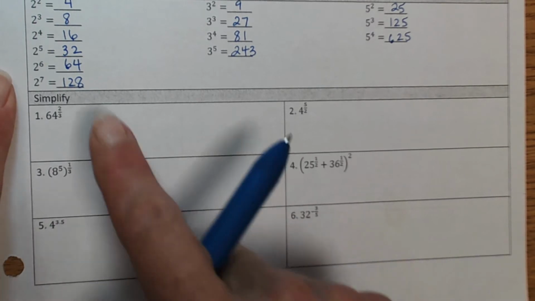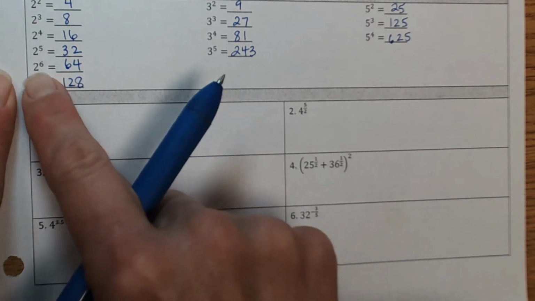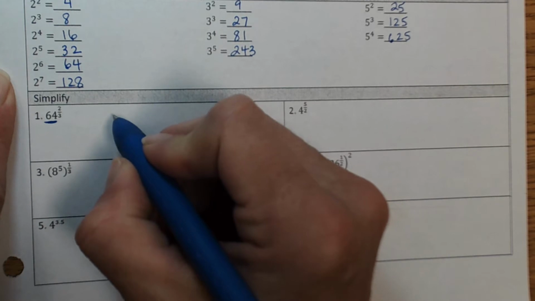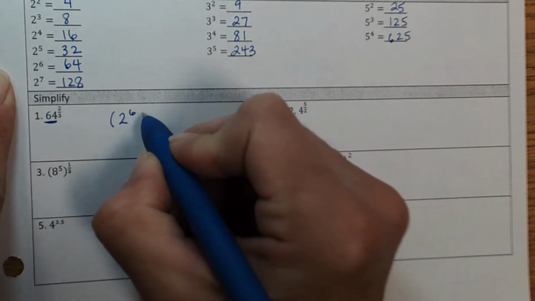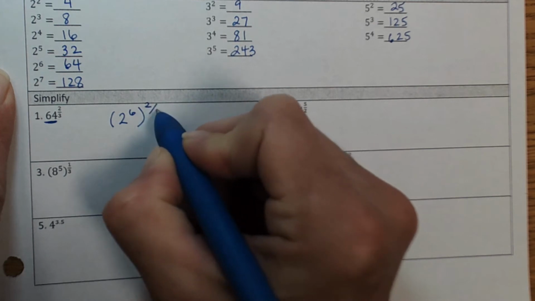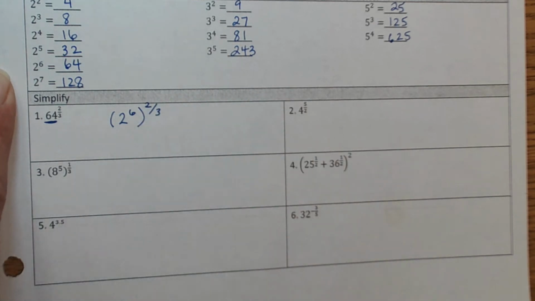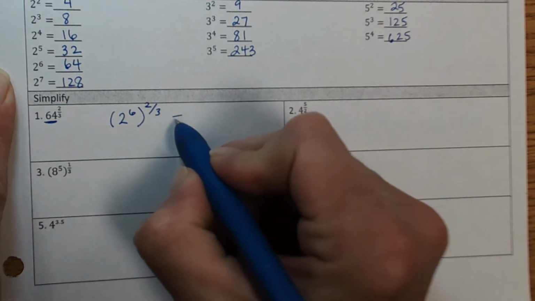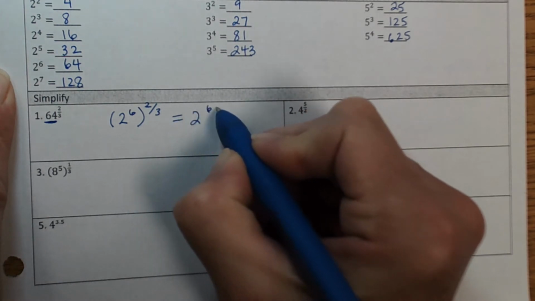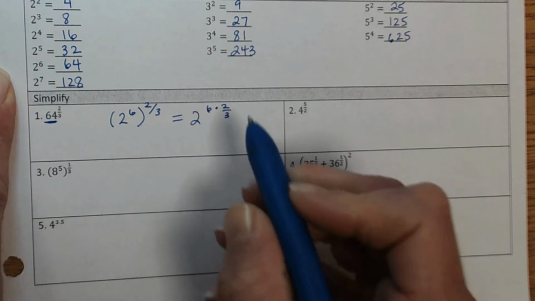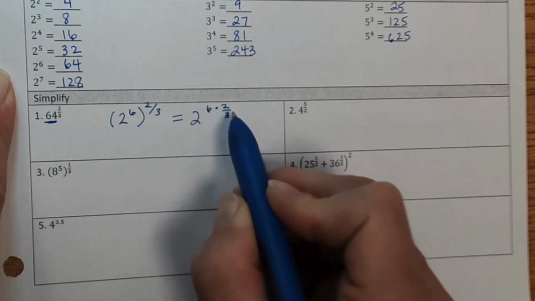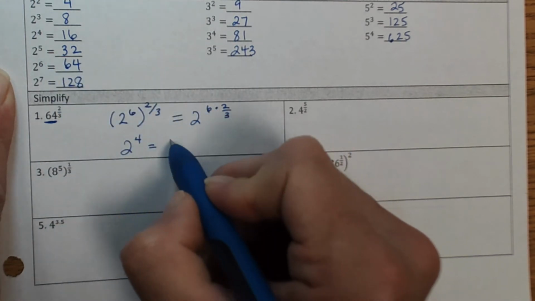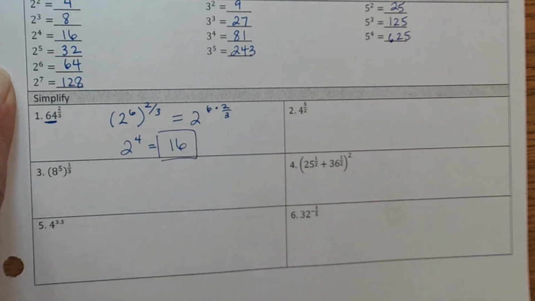All right, so 64, we go up here and say, okay, 64 can also be expressed as 2 to the 6th. So we are going to substitute in for that 64. 64 is 2 to the 6th, and we still have it raised to the 2/3 power. Now we know that when we have a power to a power, we multiply the exponents. So that gives us 2 to the 6th times 2/3, and 6 times 2/3 is 12 over 3, which is 2 to the 4th, and we know 2 to the 4th is 16. So that would be our final answer.